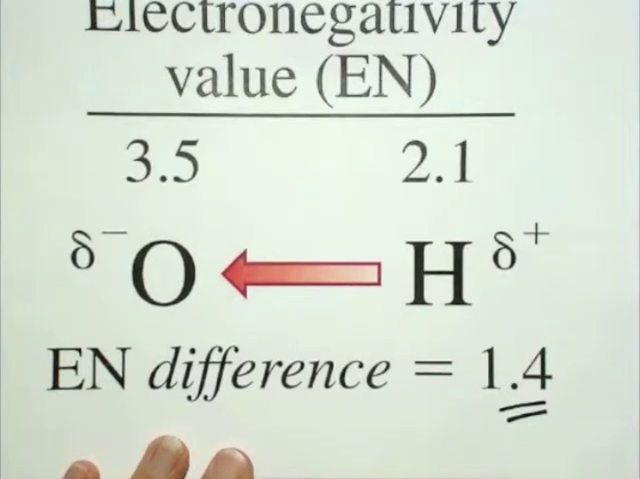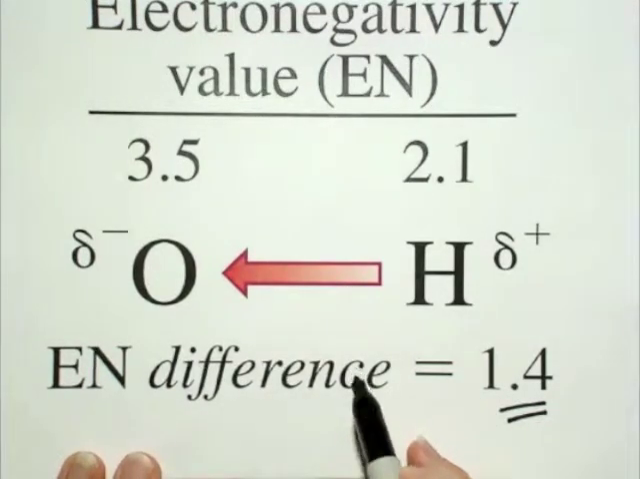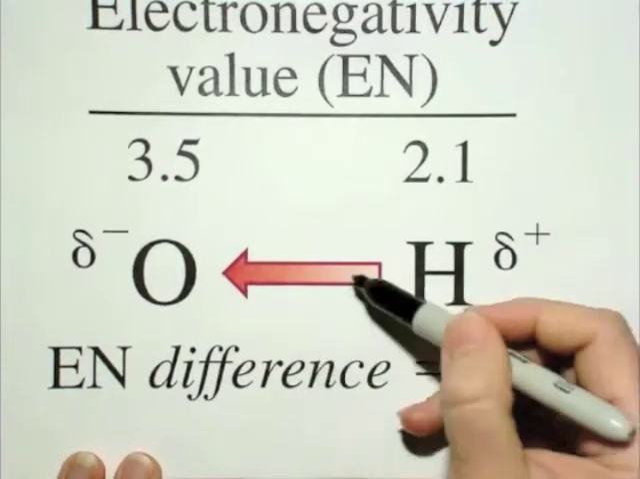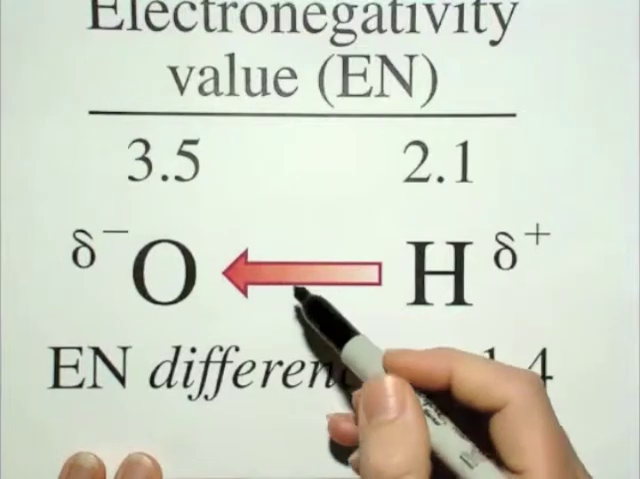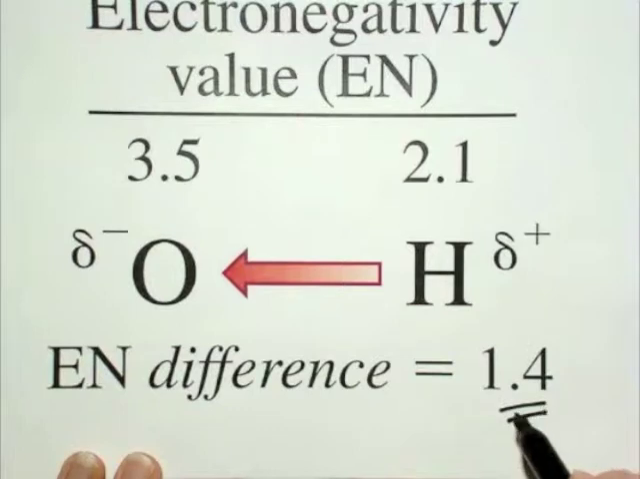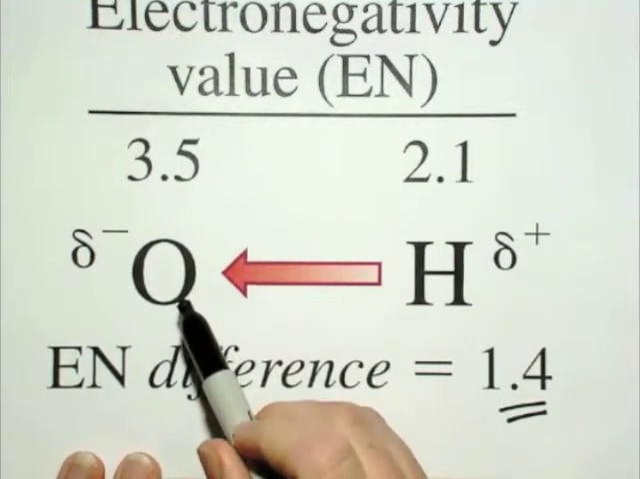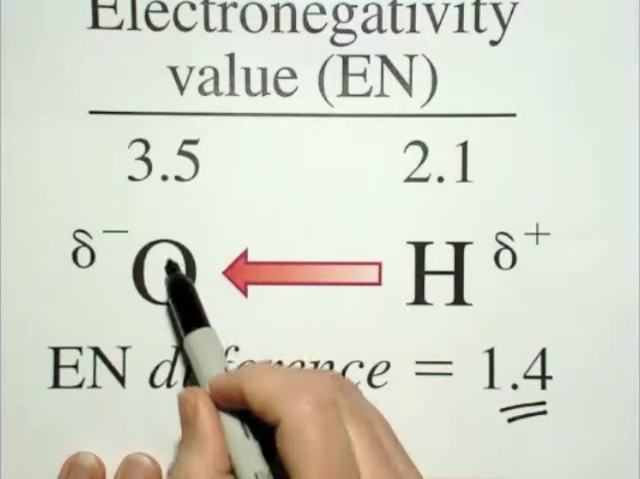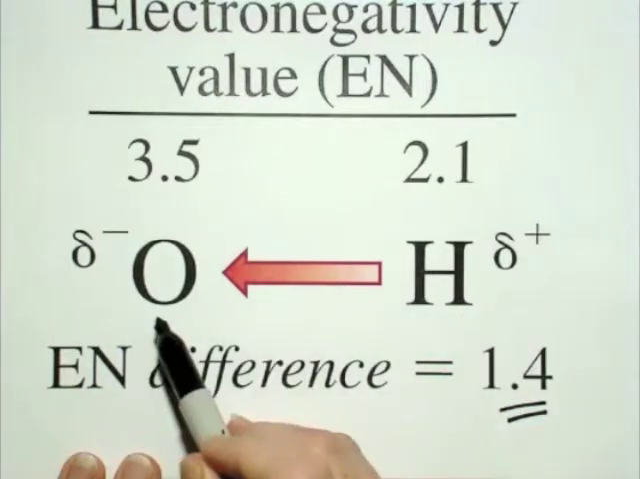In general, if the difference is greater than 0.3, one would consider the bond to be polar. So we would consider this a very polar bond. And a lot of times when these polar bonds are drawn, they're drawn as a vector. The vector has a direction and a magnitude. The magnitude is the electronegativity difference, and the direction is always in the direction of the more electronegative atom. In this case, more electrons would reside on this atom than that atom in this particular bond.